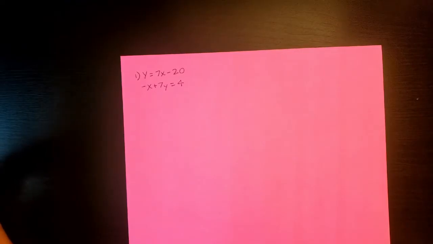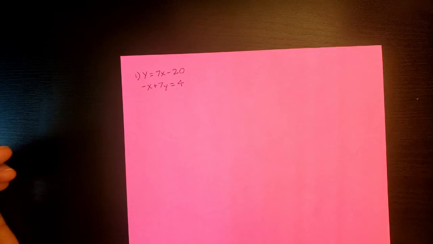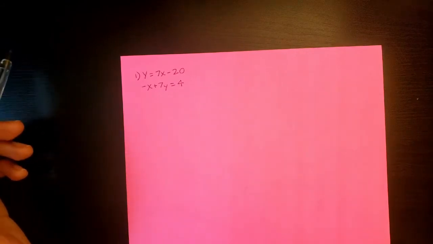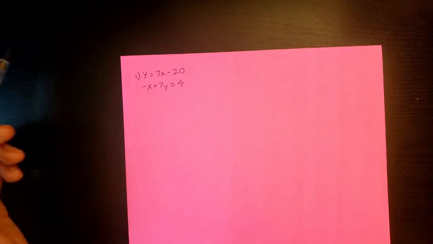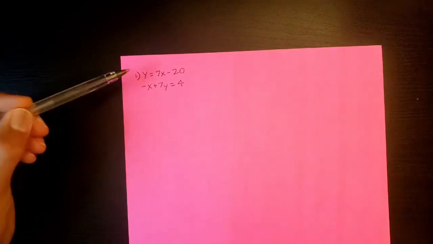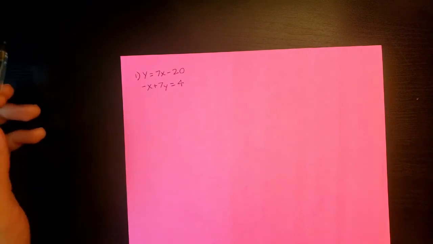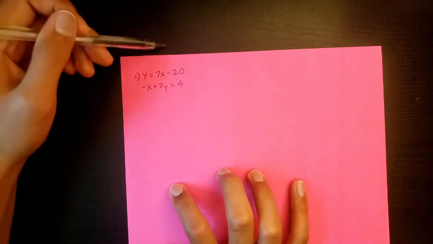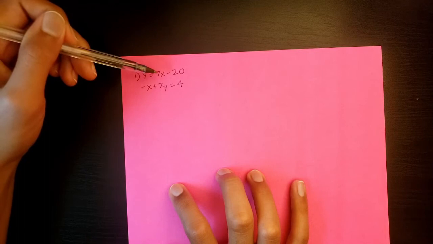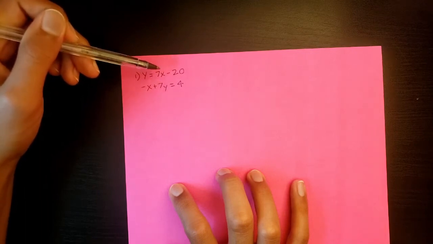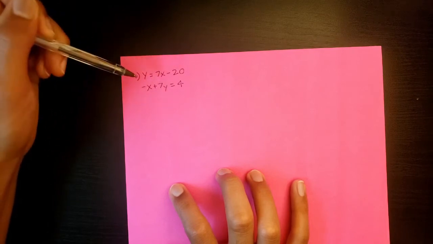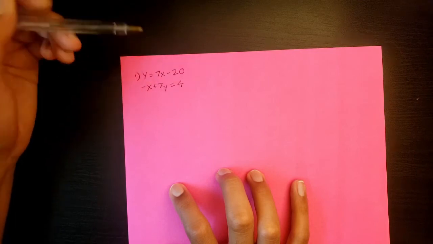In this first system of equations, we have y equals 7x minus 20 and negative x plus 7y equals 4. Our first step would be to isolate, or make alone, a variable, but since y is already by itself in the first equation, we already have that done for us. Because we have y equals 7x minus 20, and because we're trying to find the point where these two equations have the same coordinate point, we can plug that 7x minus 20, because it is y, into the y in the other equation.